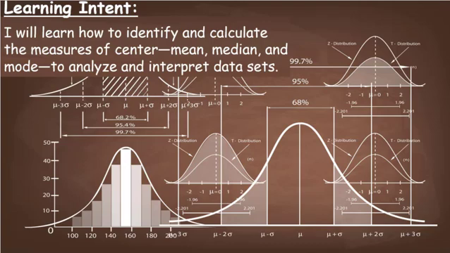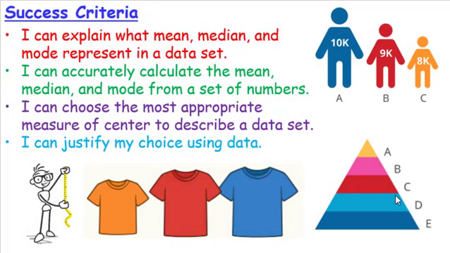The learning intent for this lesson will be to identify and calculate the measures of center, mean, median, and mode, and to analyze and interpret data sets. Our success criteria will be: I can explain what the mean, median, and mode represent in a data set. I can accurately calculate the mean, median, mode from a set of numbers. I can choose the most appropriate measure of center to describe a data set. I can justify my choice using data.